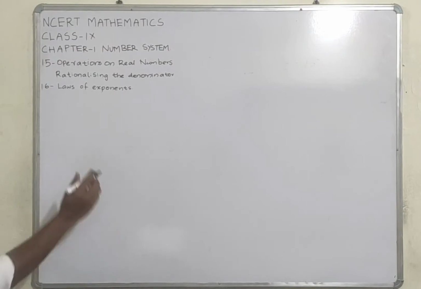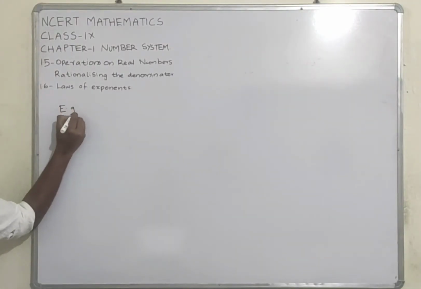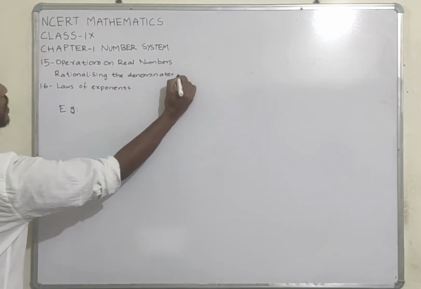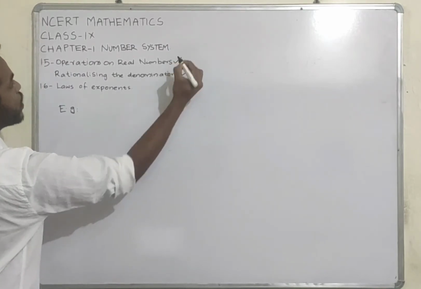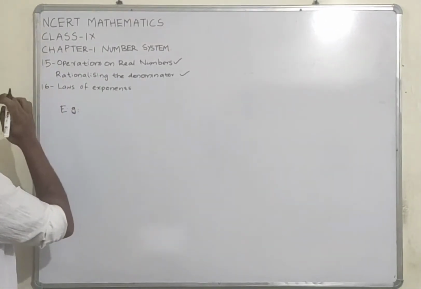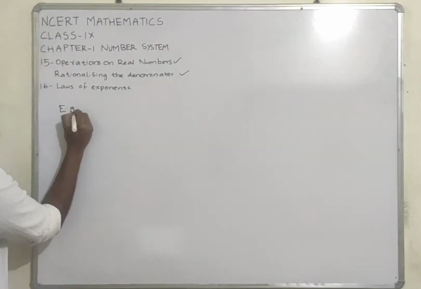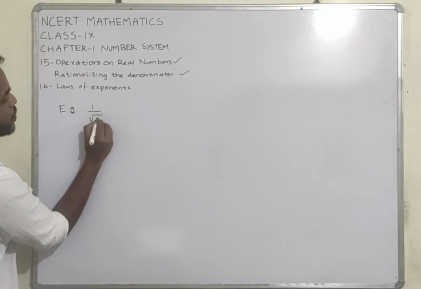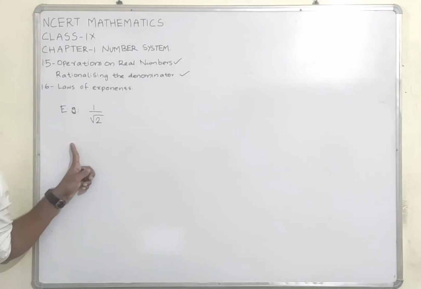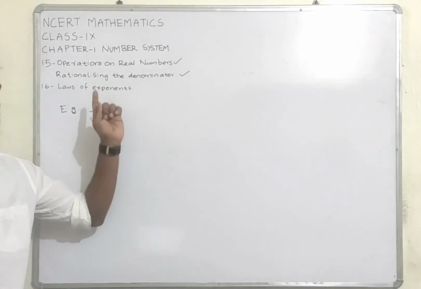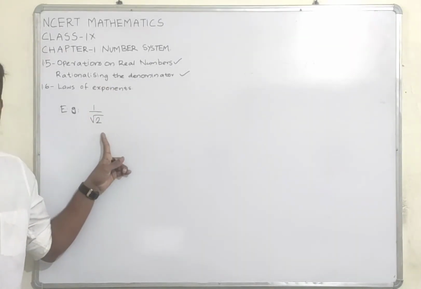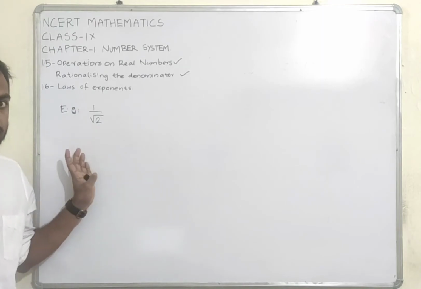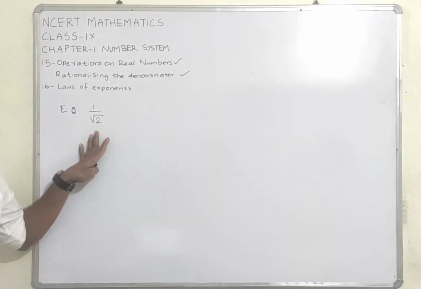We look at the same example itself. Example. So we are on this topic. We have completed this one. Now we are over here, rationalizing the denominator. Example, there is a number 1 by root 2. We want to rationalize the denominator. Who is the denominator here? Root 2. We want to rationalize it.